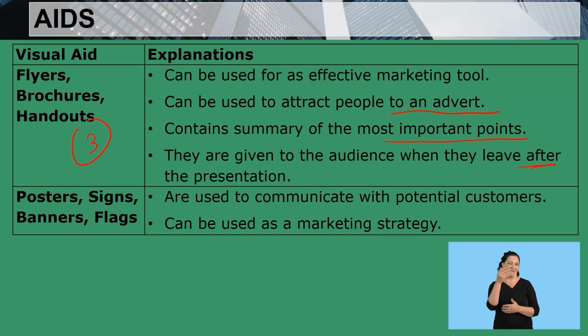And then the fourth one, these are posters, signs, banners, flags. These are used to communicate to potential customers. So you need to place them strategically where you know that, okay, this is where my target market is situated or where I can easily find clients. So it can be used as a marketing strategy to win customers over, to communicate with your customers.